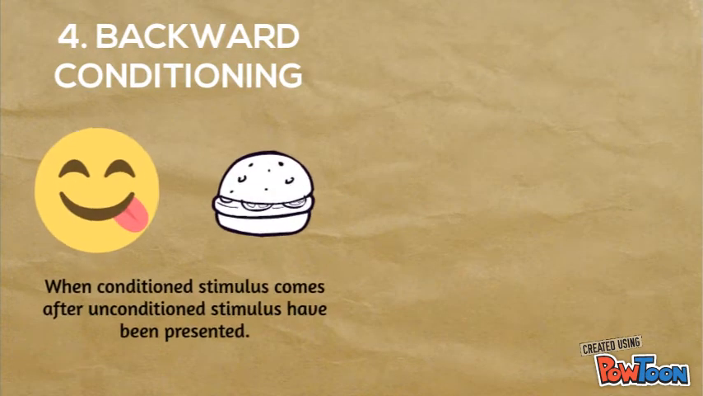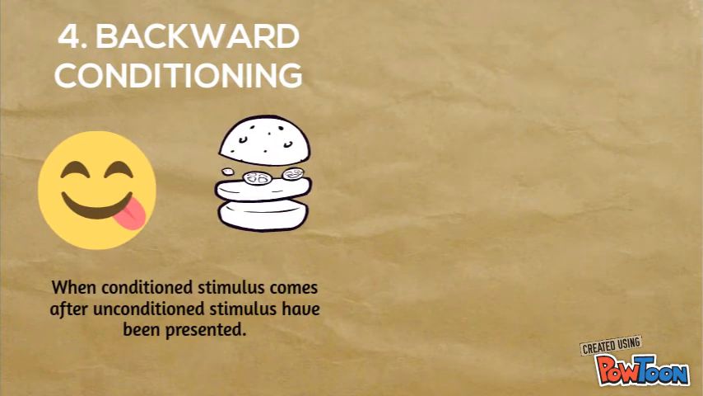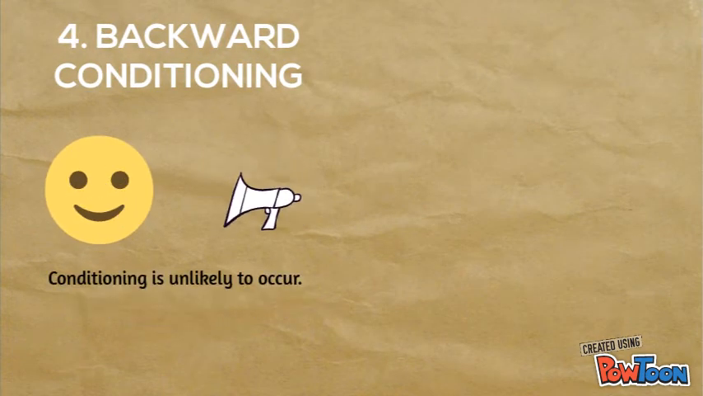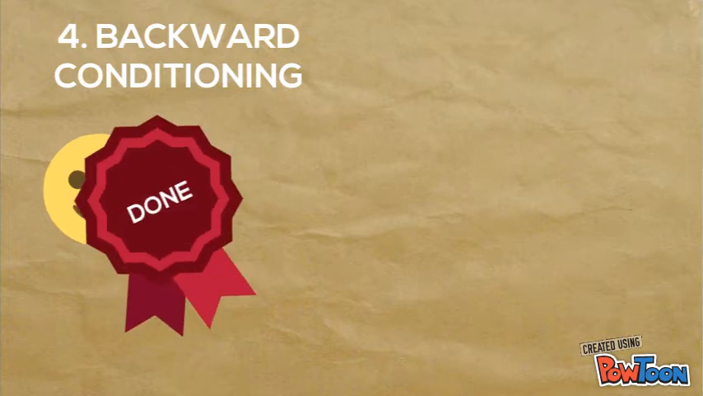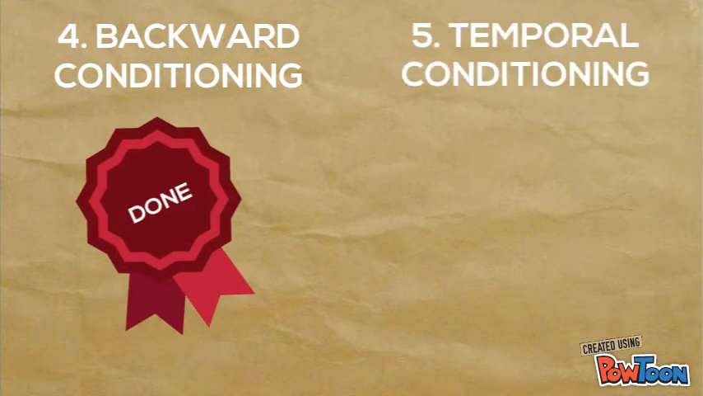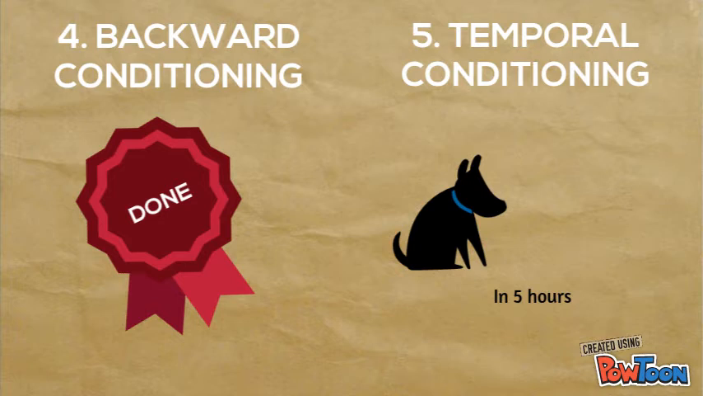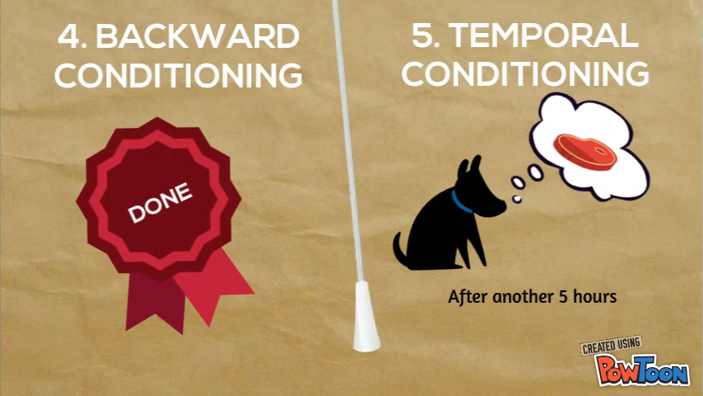Backward conditioning is when conditioned stimulus comes after unconditioned stimulus have been presented, in which conditioning is unlikely to occur. In temporal conditioning, an unconditioned stimulus is presented at regular intervals. Conditioned response tends to occur shortly before each unconditioned stimulus.